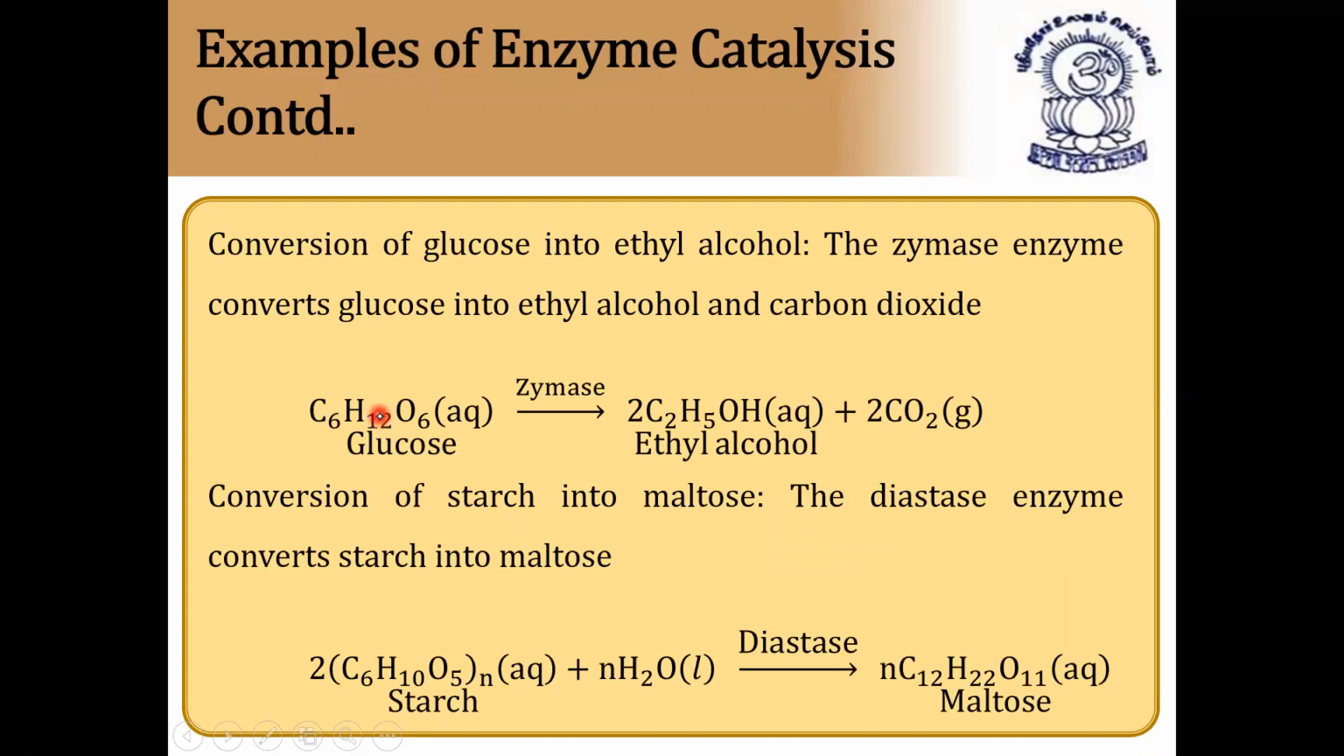Next, one more example: glucose in the presence of zymase. So the conversion of glucose into ethyl alcohol. The zymase enzyme converts glucose into ethyl alcohol and carbon dioxide, so 2 moles of ethyl alcohol and carbon dioxide. And the conversion of starch into maltose also. The diastase enzyme converts starch into maltose. So starch on reaction with water in the presence of diastase enzyme converts into maltose.